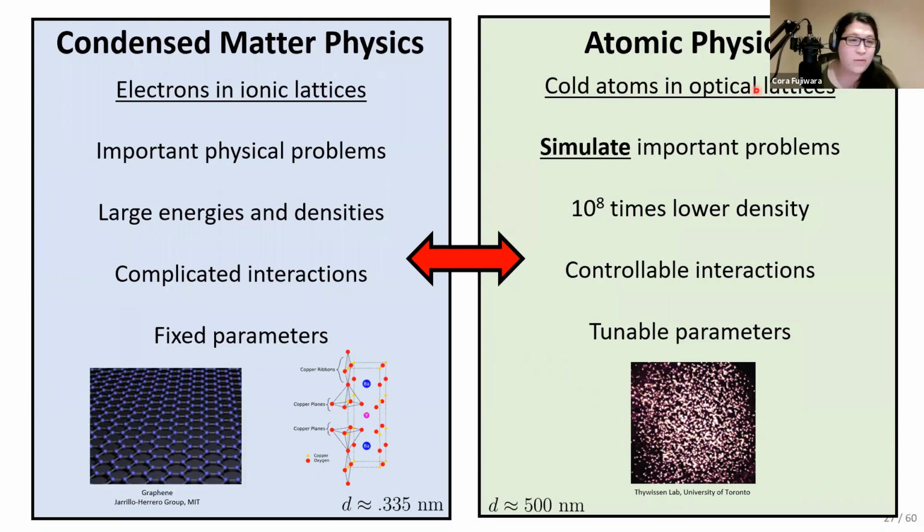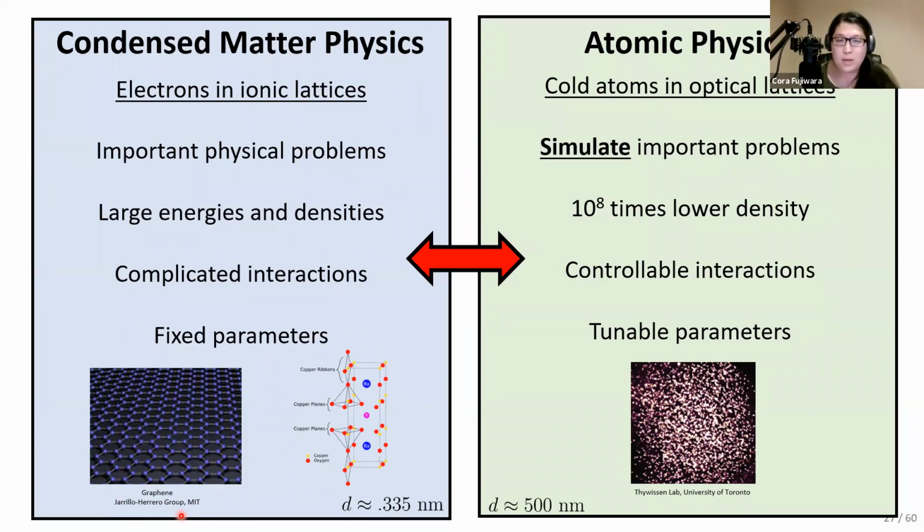So for those of you unfamiliar, condensed matter physics deals with the physics of materials, right? And so in this case, we're going to be considering electrons hopping around in ionic lattices. And there are a variety of really important physical problems that we're trying to solve in this field as a community. So for example, say you want to understand how graphene works, or high temperature superconductivity, or how topological insulators work. These are a variety of outstanding, really important problems.